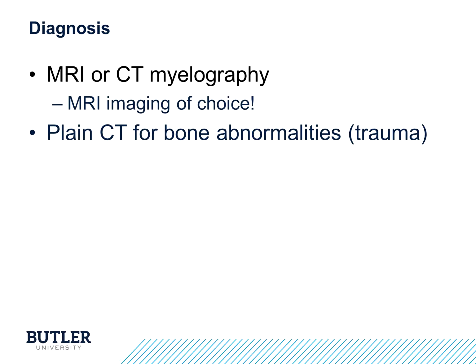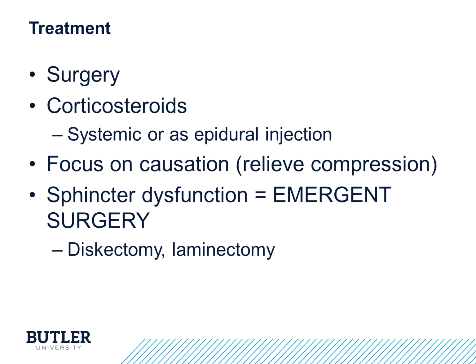Plain CT can be done. It's not ideal. It's not going to show you what you need to see as far as nerve inflammation or other abnormalities, but it can be helpful for trauma because CTs are actually superior to MRI when it comes to detecting bony abnormalities. Your treatment is going to focus on causation.